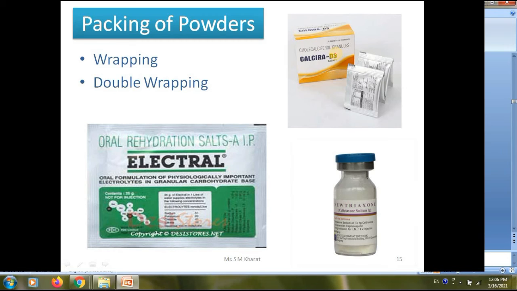Yes, for which kind of powder I will go for the double wrapping? Yes, please. You can post the message in chat box as well. No issue. In which condition we can use double wrapping? I have already told you 2 times, in today only as well as in my previous lecture.